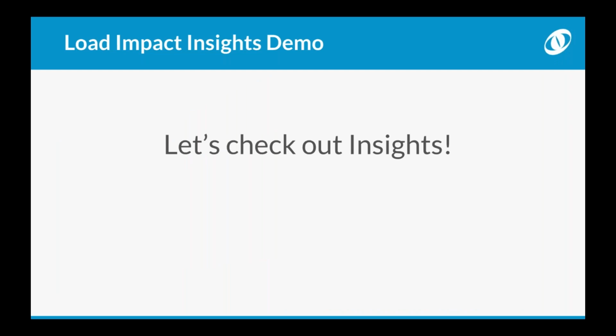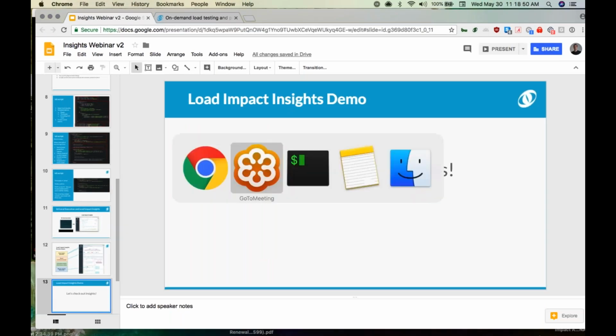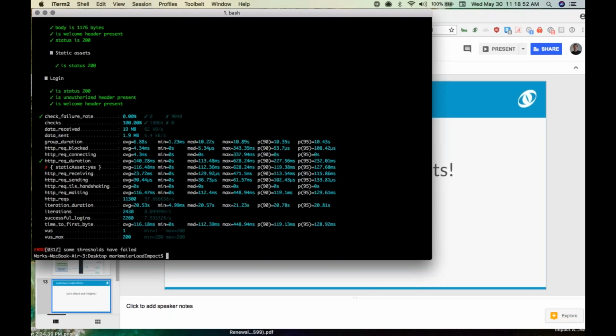All right, so let's check out Insights. Let me back out of here and open up my terminal. So I have an account with Load Impact already. I'm already set up. If I wasn't already logged in through the terminal, it's easy to log in. I could just run k6 login cloud, and that would prompt me to use my username and password for Load Impact to log in. Since I am logged in, no need to do that.